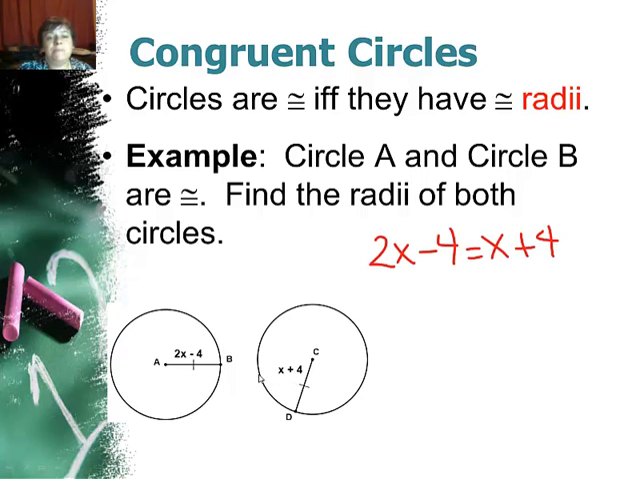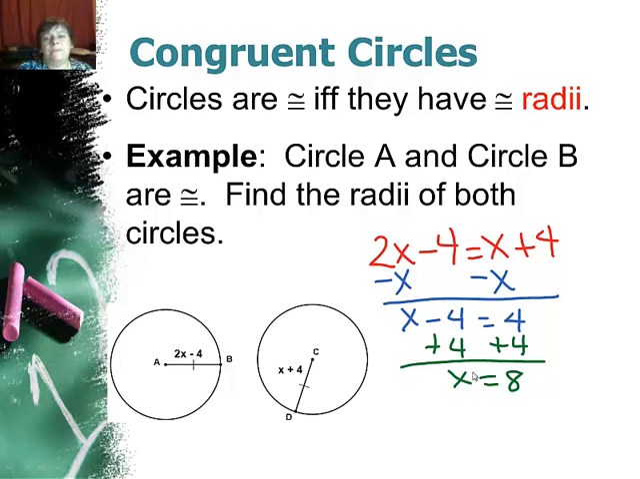So I just set them equal to each other. And I solve for x, subtracting x from both sides. I get x minus 4 equals 4. Add 4 to both sides, and I get x equals 8. To find the radius, I substitute back in. 8 plus 4 is 12. I don't have to do it for AB because both have the same length. Both of these radii are equal to 12.